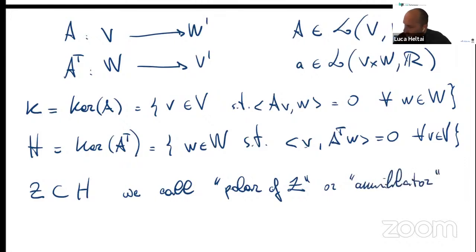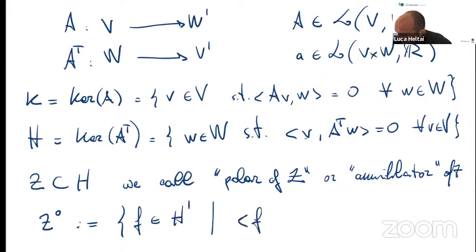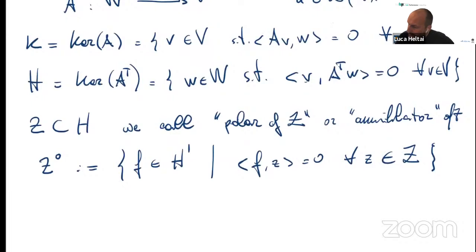I never know how to write this of Z, so I'll just use the polar, which is probably more convenient. It is the subset of functions which are in the dual of H, such that f(z) is zero for any z in capital Z. So basically, I'm defining this space to be the functionals which evaluate to zero when applied to every entry Z in the space capital Z.